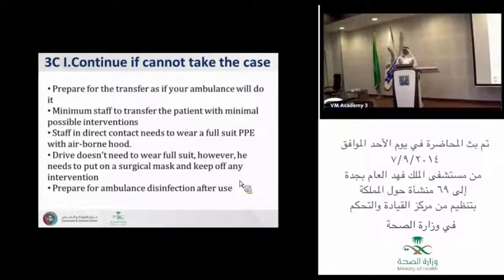The driver doesn't have to wear PPE like the healthcare worker. The healthcare worker should wear it from head to toe. For the driver, a surgical mask is enough, but he should not interfere with any patient manipulation.